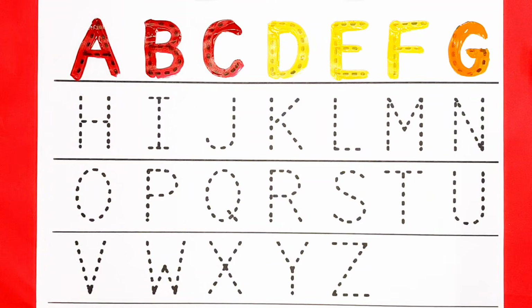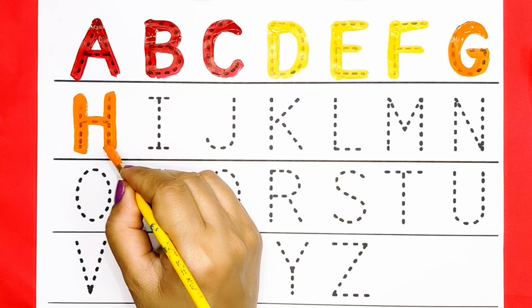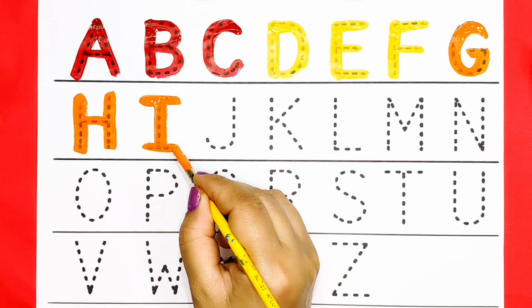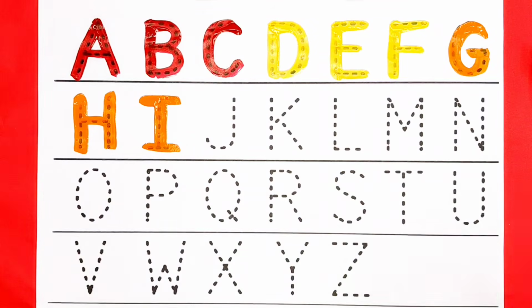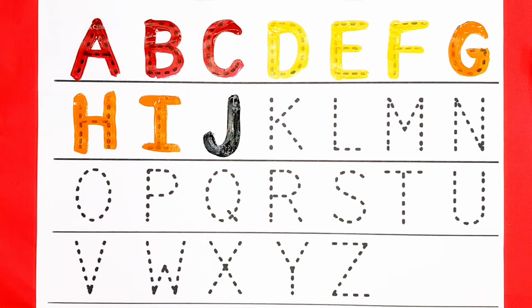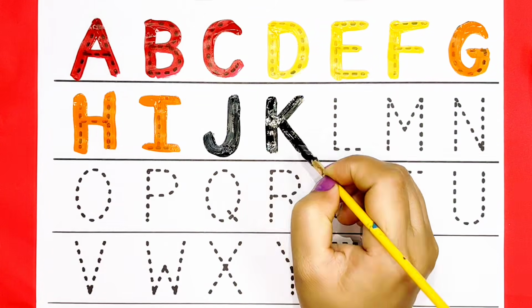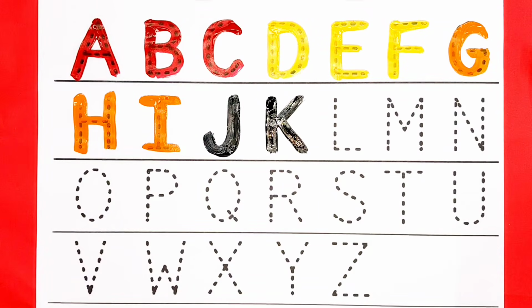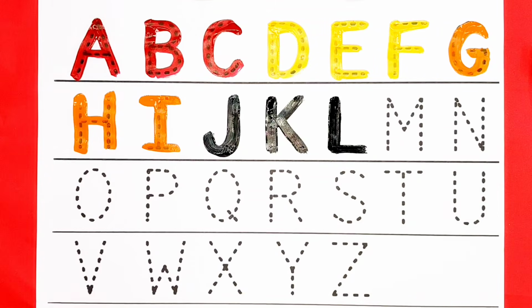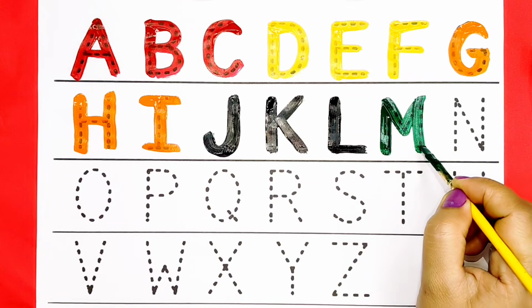G for goat. H for hand. I for island. Black color. J for joker. K for kite. L for lion. Dark green color. M for mango.